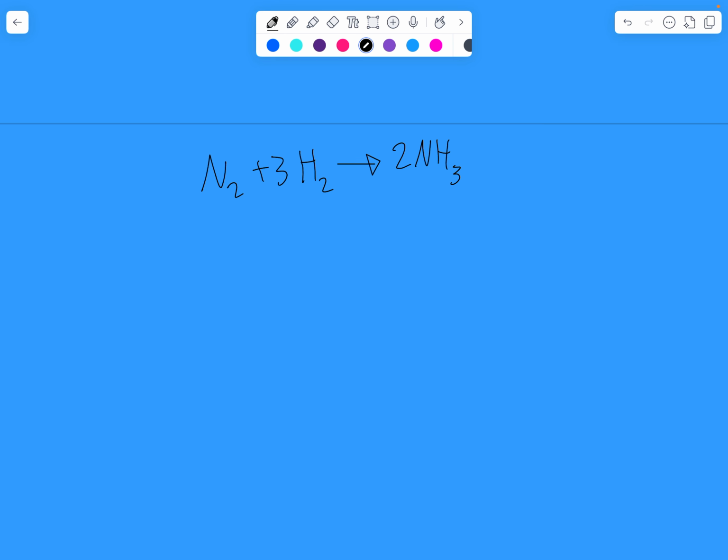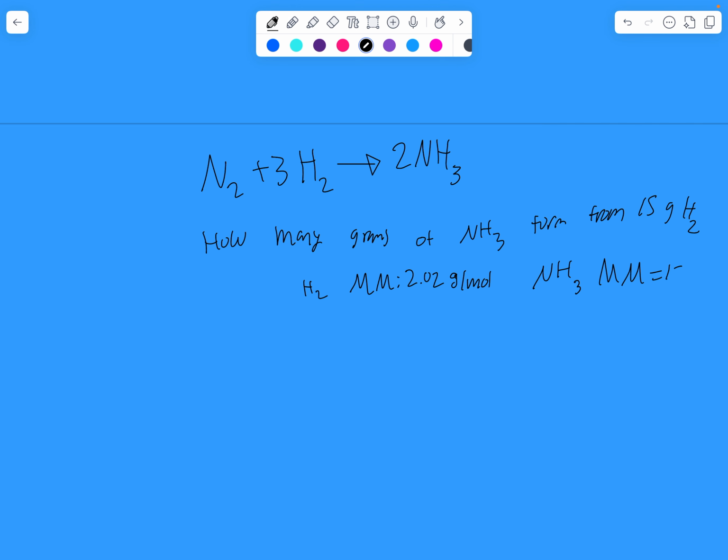So, they gave us this formula, and they want to know how many grams of NH3 form from 15 grams of H2. And remember, H2's molar mass is 2.02 grams per mole. And NH3's molar mass is 17.03 grams per mole. N is 14, 14 plus 3 is 17. Okay? And on the periodic table, you can see that. All right.